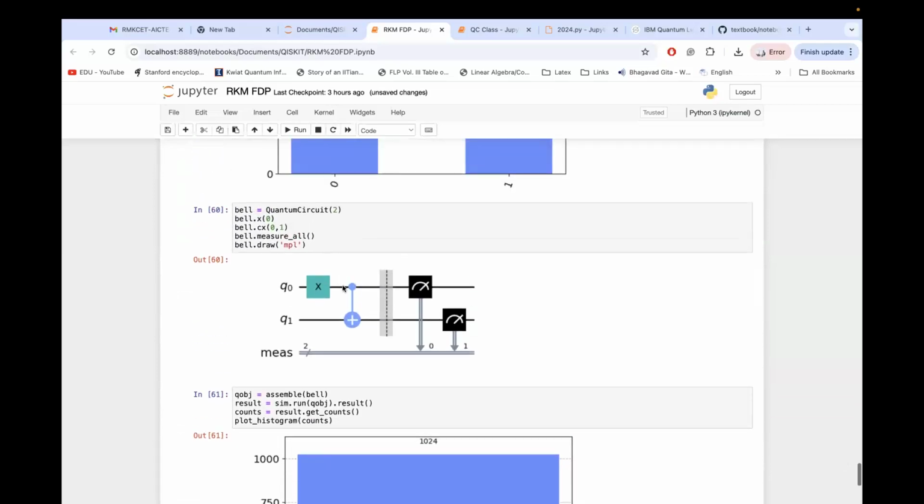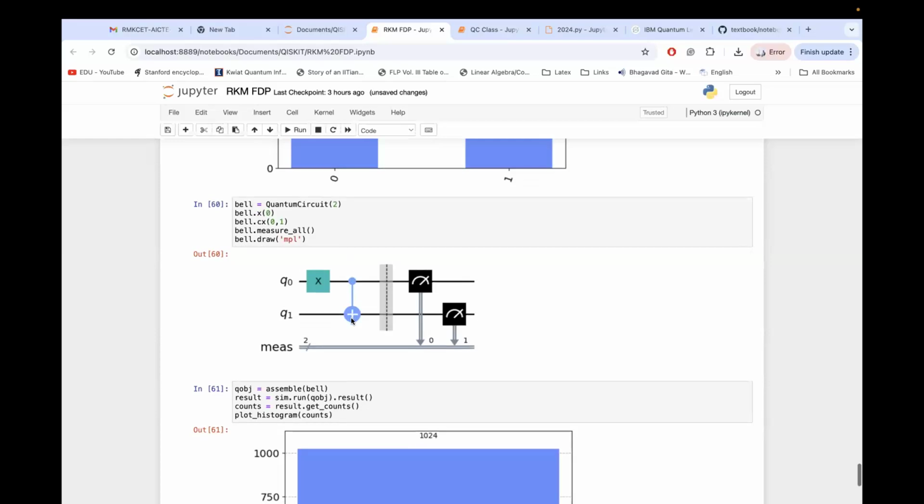The CNOT operator is a controlled unitary. Earlier, the NOT operation was just a unitary operator. Wherever you apply it, it is going to perform the NOT operation. But with this control NOT operation, whenever the control qubit is in the 1 state, the NOT operation will be applied on the target qubit. So that's the catch here.